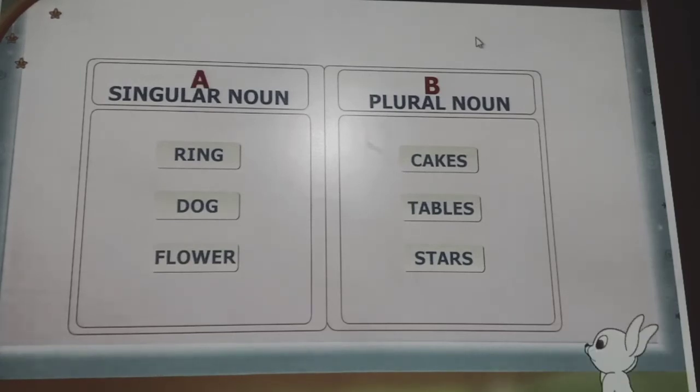Box A: ring, dog, flower. Box B: cakes, tables, stars. Good. That was well done.